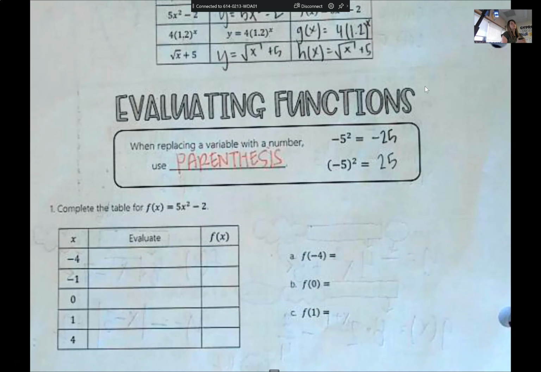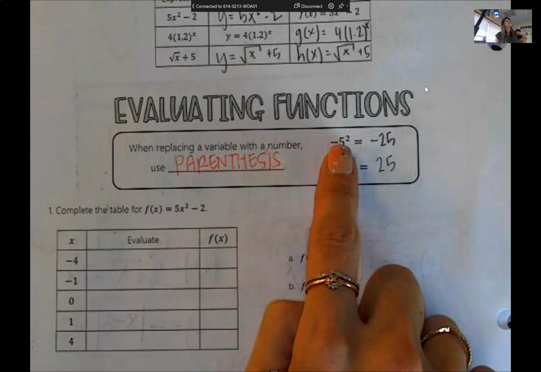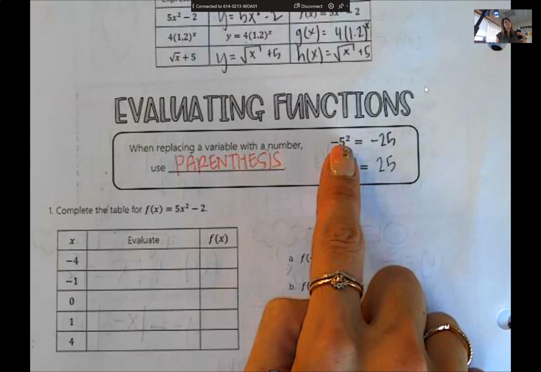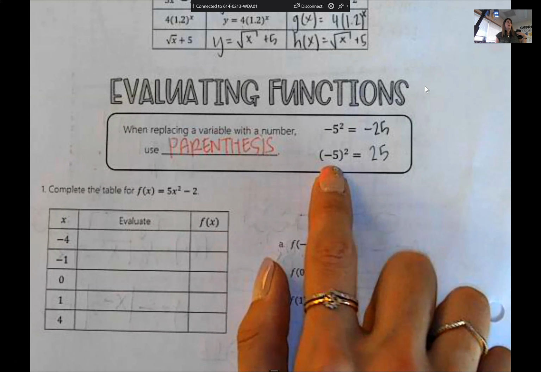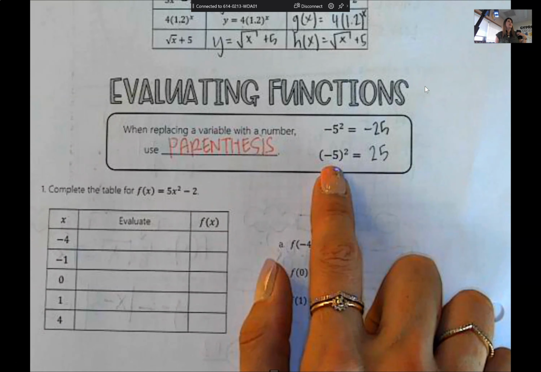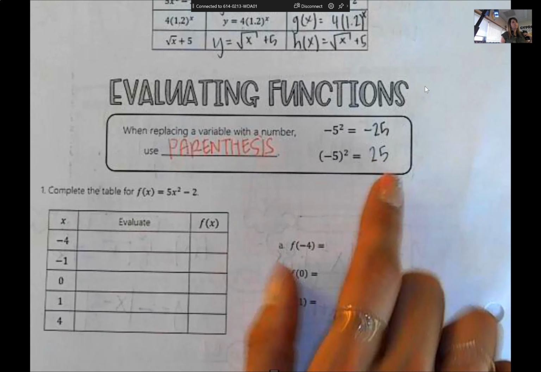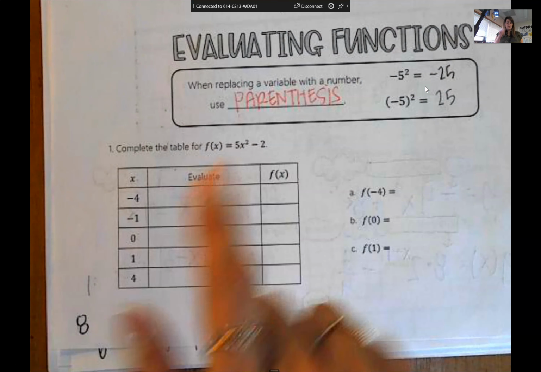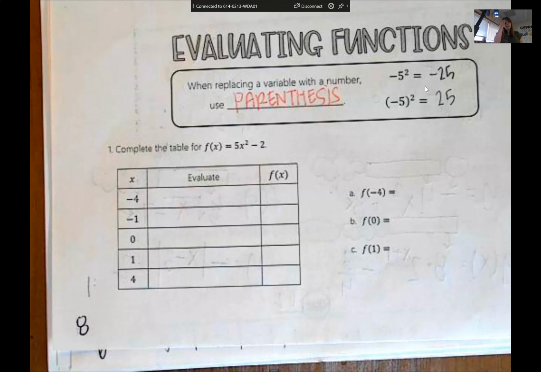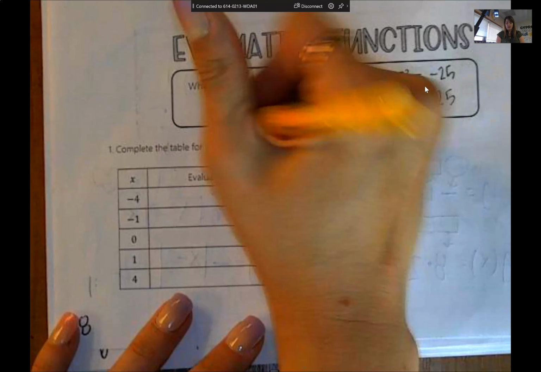So, like I said, this is supposed to illustrate to you why parentheses are so important. This top one is telling you do 5 times 5 and keep the negative on the front. The bottom one is telling you do negative 5 times negative 5. That's why you end up getting the positive 25. So our first function that they want us to evaluate is a good example of where we need to use parentheses, and it's important to use parentheses.